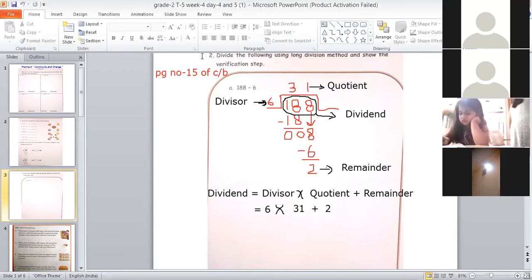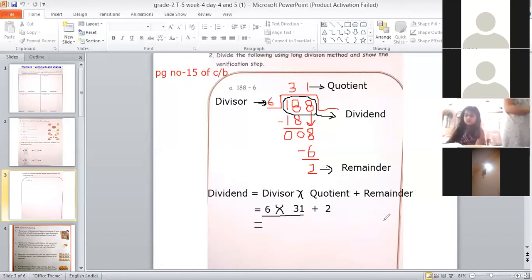So we will put all these values in the formula, right? So this is 6 into 31 plus 2, right? So what we will do now is, first we will multiply this divisor and quotient, and whatever answer we get, then we will add this 2 to that answer.